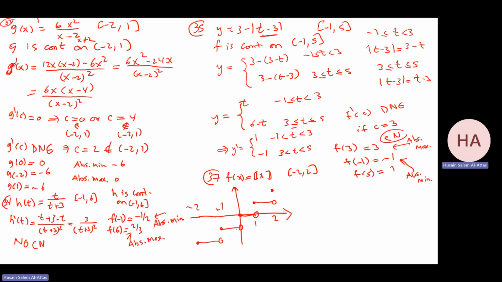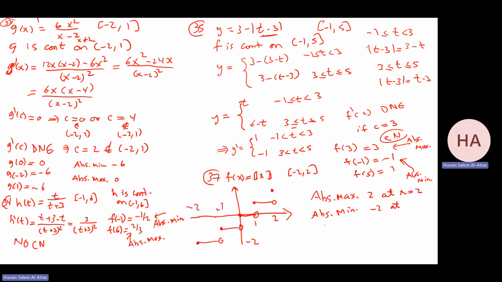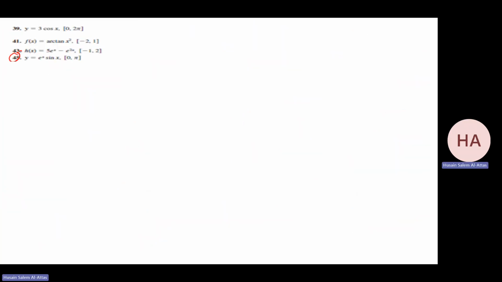So for sure, from the graph, the absolute maximum is 2 at x equals 2, but the absolute minimum is -2 at any x between -2 and -1. Okay. So we cannot do it the same way. We can do it with the graph, but the function is not continuous.